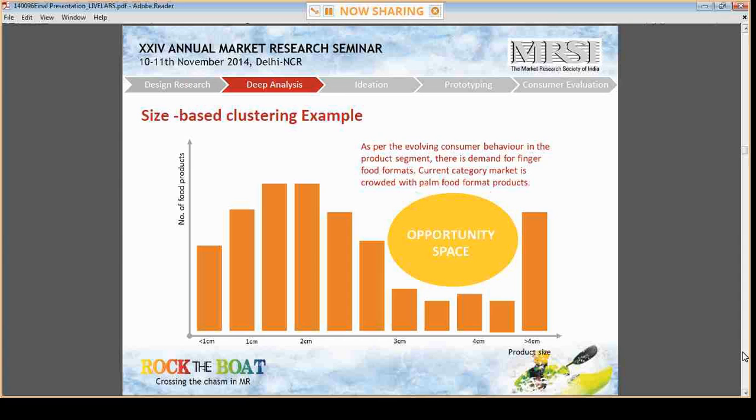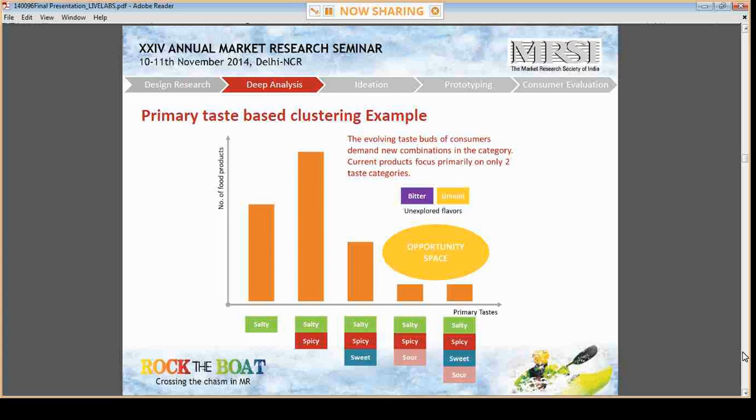Here, for example, is how we did this size-based clustering. Among the 50 food samples that we studied, there were different components of the food products, and there were various sizes, ranging from 1 centimeter to more than 5-6 centimeters. We found that there is more density in a particular size margin, and probably an opportunity space here could be where there are few products available in that size category. Next, please.